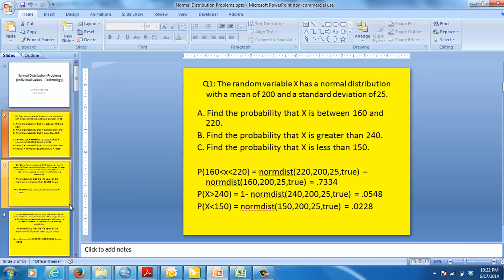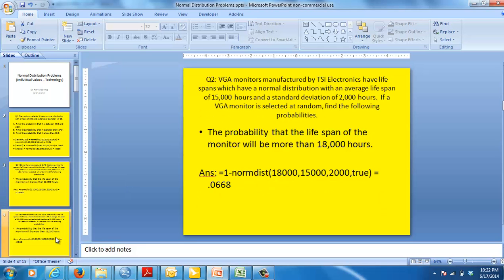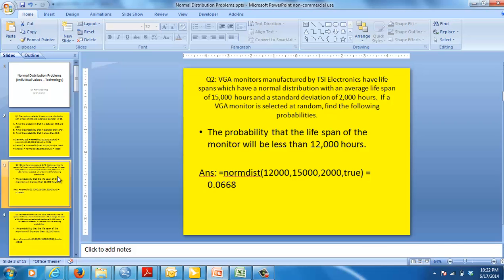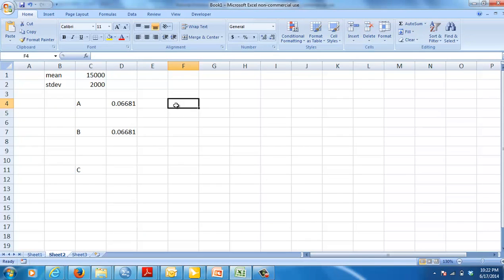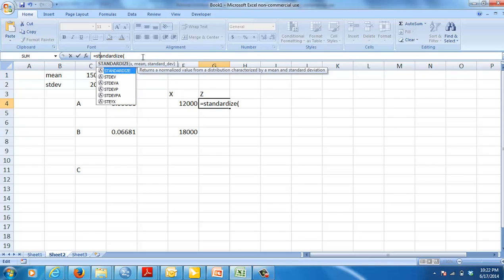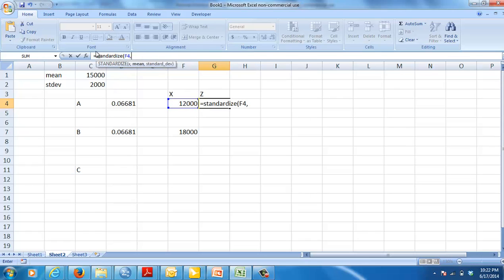So first we had this number, 0.0668. Now we have this number, 0.0668. And you can even see that that's going to happen, because if I plug in 12,000, which was the x value here, and 18,000 here, and convert these to z-scores, I can do that by typing STANDARDIZE. I need my value, which is this. I need my mean, which is this. I need my standard deviation, which is that.